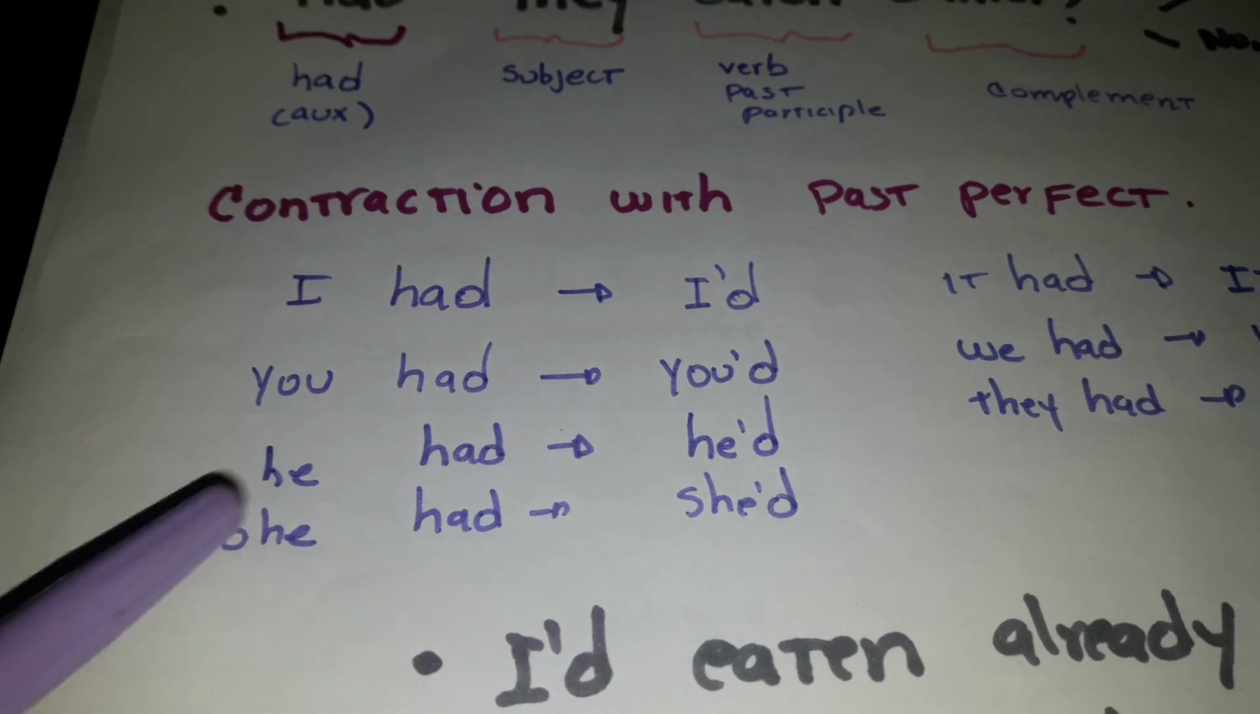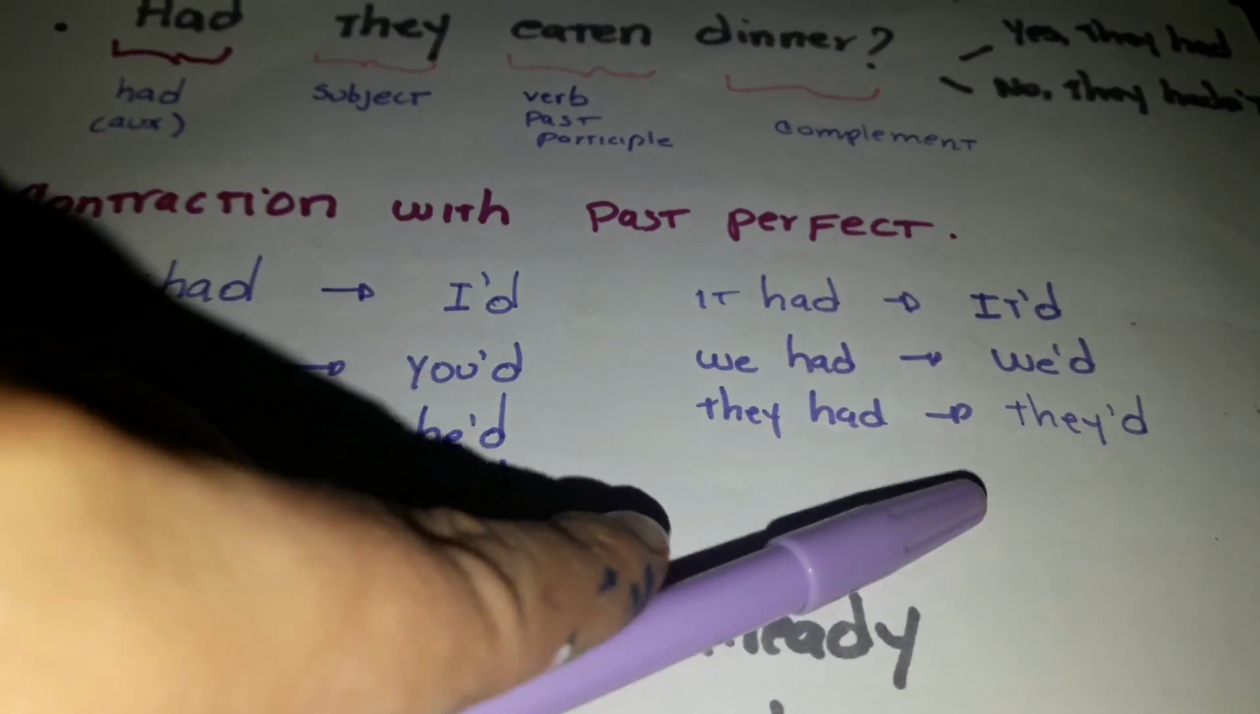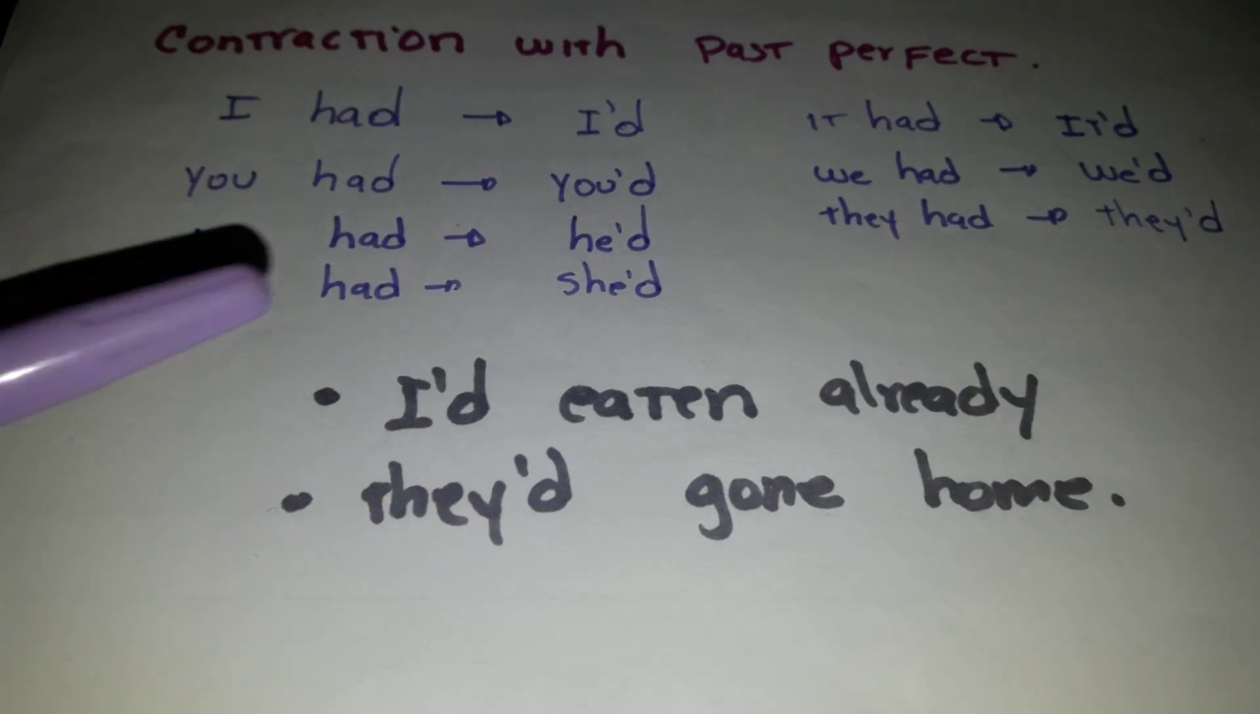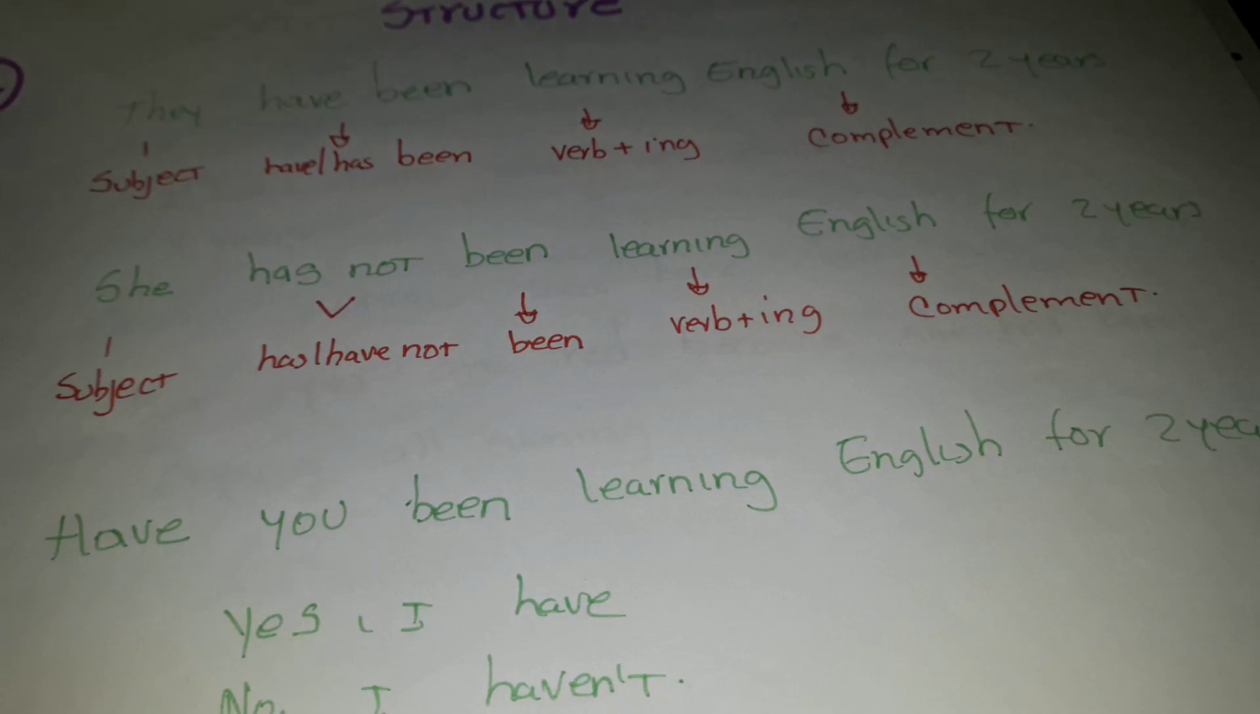I had, you had, she had, he had, it had, we had, they had. This is the short form. Okay, I've eaten already, they've gone home.